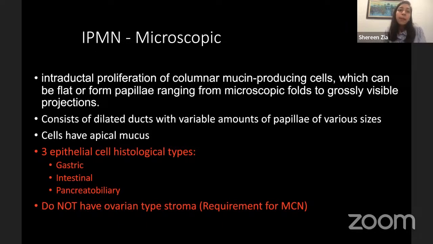Then microscopically, we discussed how they will appear, but there can be three epithelial cell histologies: gastric, intestinal, or pancreatobiliary. They do not have an ovarian stroma, which is a requirement for mucinous cystic neoplasm.